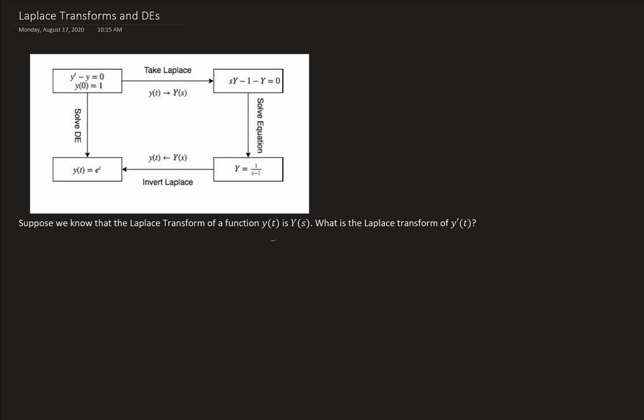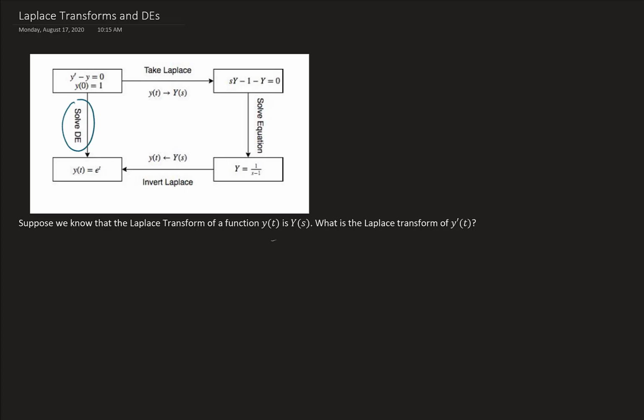Typically, when we solve a differential equation, we take a very direct path. This might involve separation of variables, method of characteristic equations, or some other way like that. In this case, where we have the differential equation y prime minus y equals 0, with initial condition y of 0 equals 1, for example, we can separate variables to get y of t equals e to t.